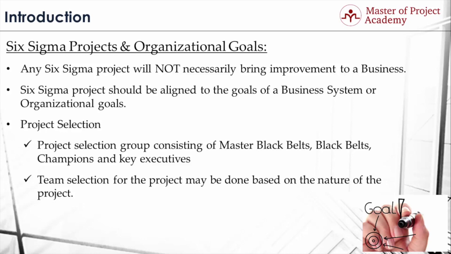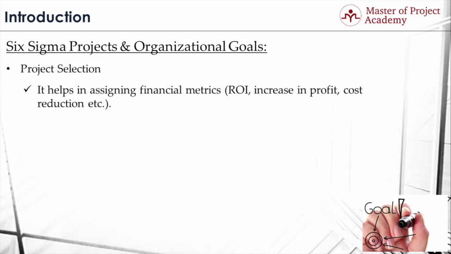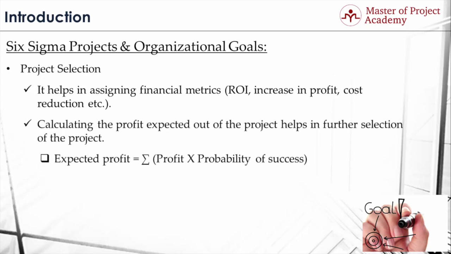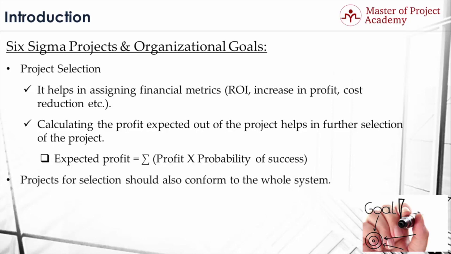Design of new products or processes should follow the DFSS roadmap. It helps in assigning financial metrics to the outcome of the project during its selection phase. Examples of financial metrics would include return on investment or ROI, increase in profit, cost reduction, and so on. Calculating the profit expected out of the project helps in further selection of the project. Expected profit equals the sum of profit times probability of success.